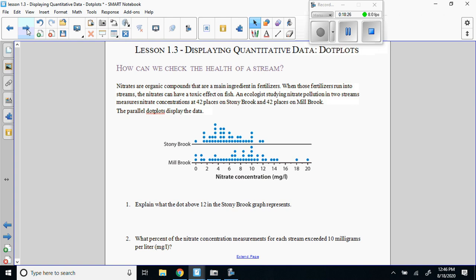How can we check the health of a stream? Nitrates or organic compounds are the main ingredients for fertilizers, right? When those fertilizers run into streams, the nitrates can have a toxic effect on fish. Ecologists studying the nitrate population in 2 streams measure nitrate concentrations at 42 places on Stony Brook and 42 places on Mill Brook. The parallel dot plots display the data.